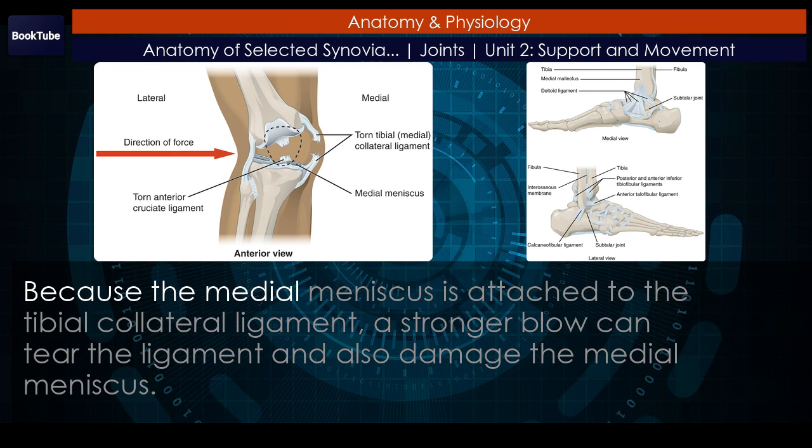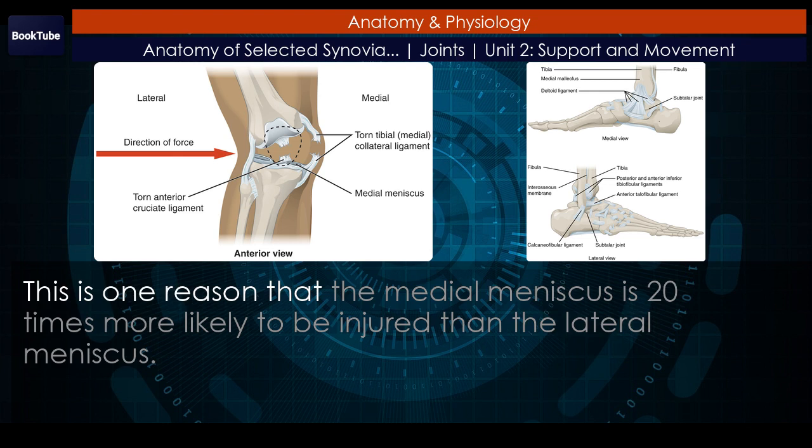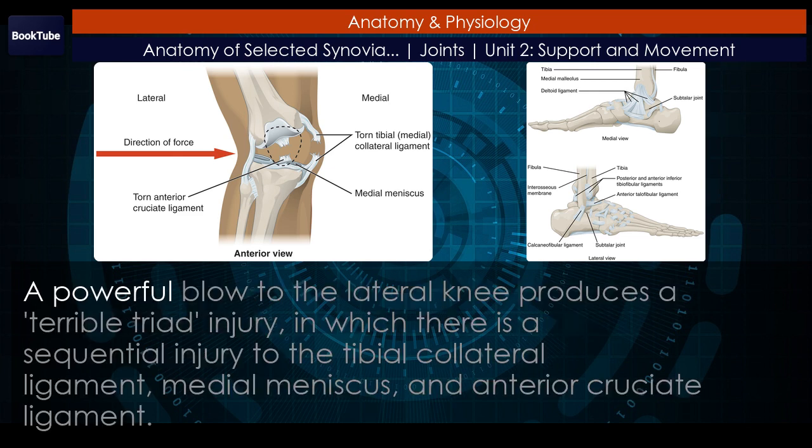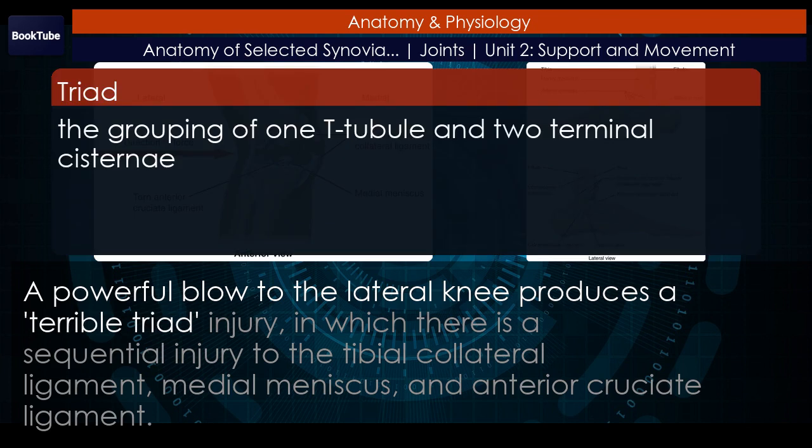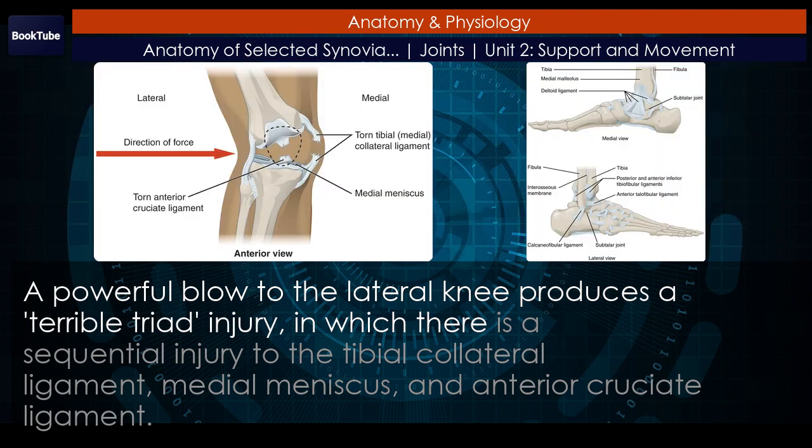Because the medial meniscus is attached to the tibial collateral ligament, a stronger blow can tear the ligament and also damage the medial meniscus. This is one reason that the medial meniscus is 20 times more likely to be injured than the lateral meniscus. A powerful blow to the lateral knee produces a terrible triad injury, in which there is a sequential injury to the tibial collateral ligament, medial meniscus, and anterior cruciate ligament.